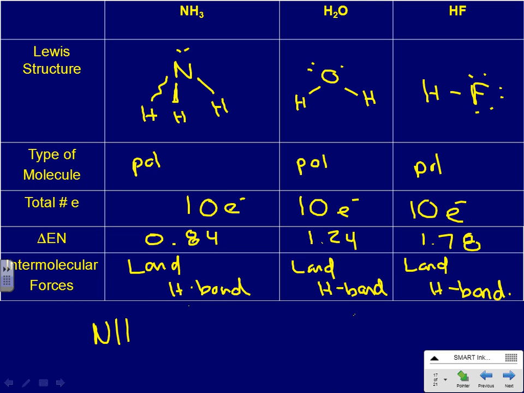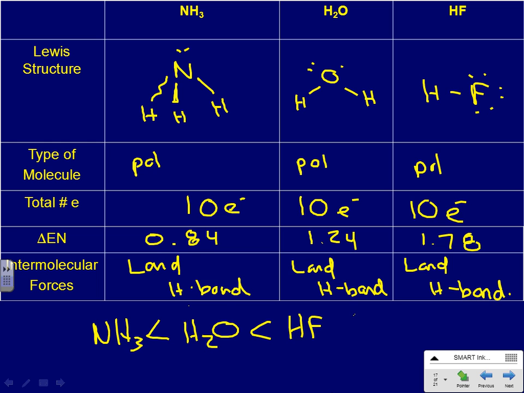NH3? NH3 less than? Yeah, H2O. Less than? HF. Now, I do have a couple more slides, but I will do a little review and we'll finish it off tomorrow before we move on.